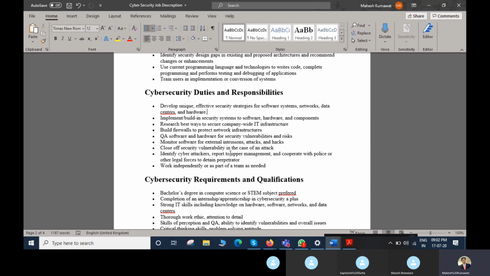Yes, perfect. So, the matter of fact, monitor software for external intrusions, attacks, and hacks. First of all, we need to implement a SIEM solution, security information and event management. As a cybersecurity professional, your mind should be very analytical. How do you analyze the performance? How do you analyze the issue? Whether the issue is from your side, your company's issue, your web server issue, whether it is relevant to your company or not. First of all, you need to understand.